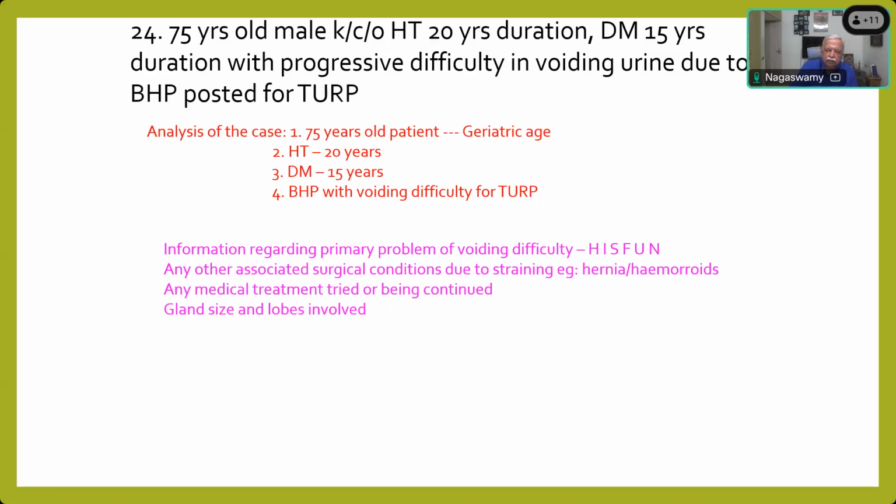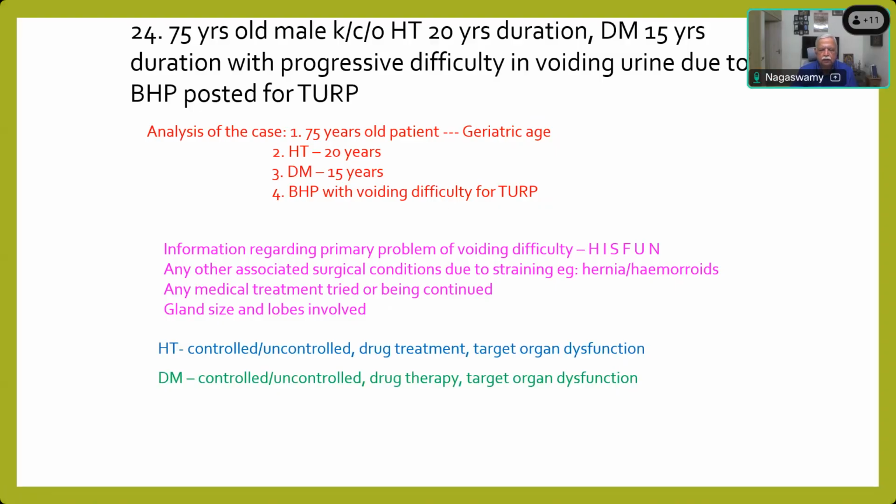Normally during TURP resection, which lobe do they resect? Median lobe. Median and only median? Median will be projecting from the middle. But which one can compress the urethra? Lateral lobe. So it is median and lateral lobes which are resected. And the hypertension, whether it is controlled, uncontrolled, what is the drug treatment, and what are the target organ dysfunctions, that is another thing that we have to ask.